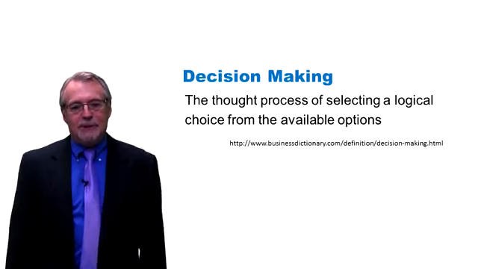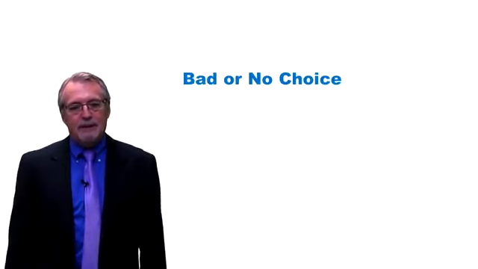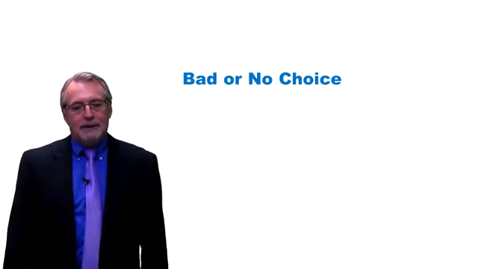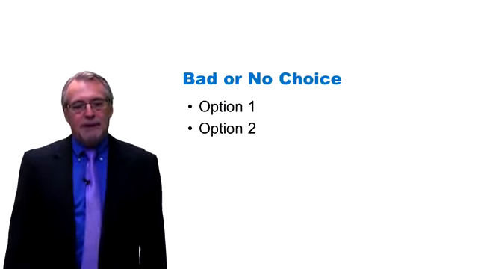This is a little biased because it's from the business dictionary, and it implies that we're going to make good decisions. We don't have to make good decisions. We can make bad decisions as well, but hopefully we'll make good decisions. We can make a bad choice or no choice. And then we'll talk about making good choices along the way as well. We may have option 1 and option 2. A bad choice would be to look at those and not think about them and just pick one.